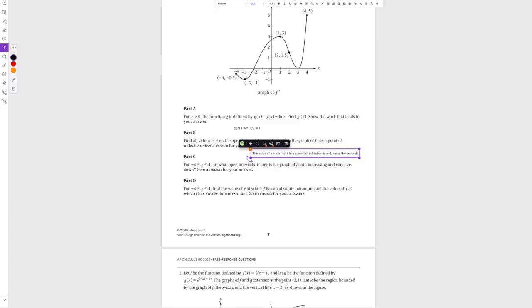Since the second derivative of f changes sign from positive to negative. And there we go, that's the answer for B.